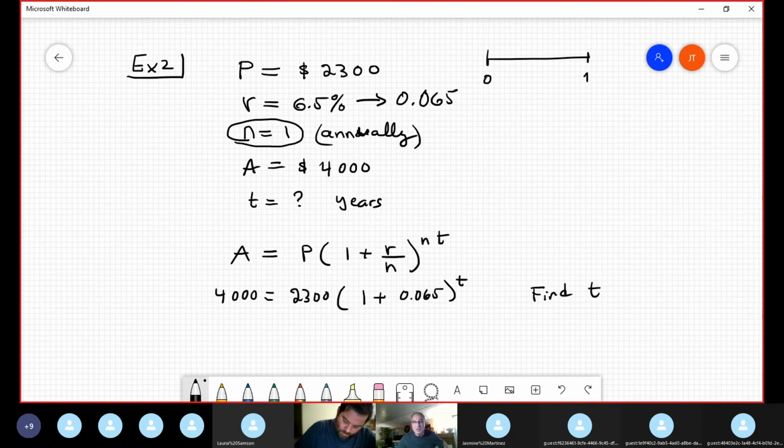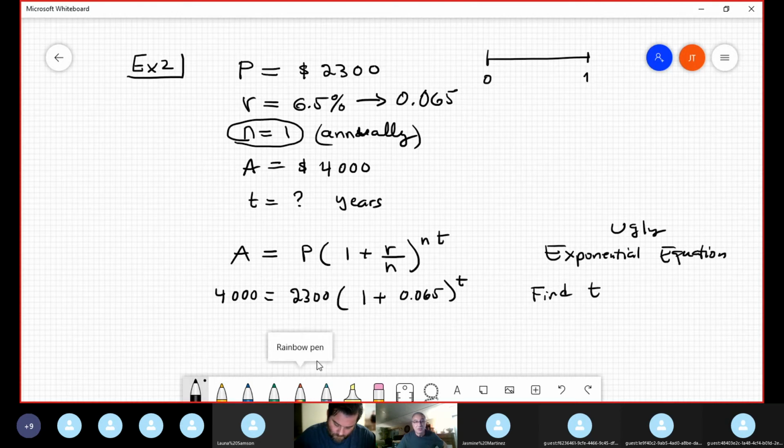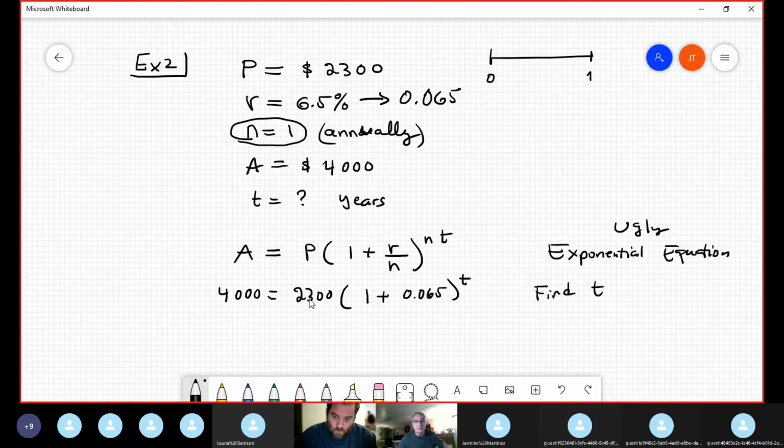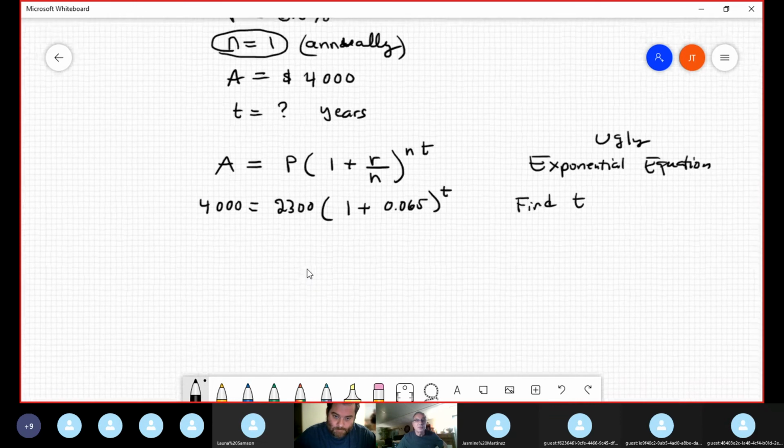But at this moment, we have an exponential equation. Of course, an ugly exponential equation, because you can never express these ugly numbers using the same base. It's impossible. But we are doing something. You divide both sides. Actually, I do several things. You divide both sides: 4,000 divided by 2,300. It's obvious that we cancel out these 2 zeros. Inside the parentheses, we have 1.065.